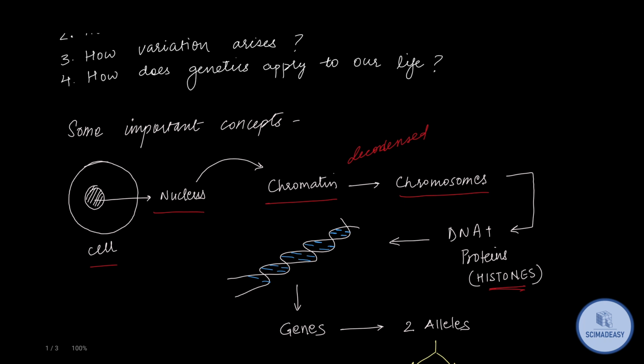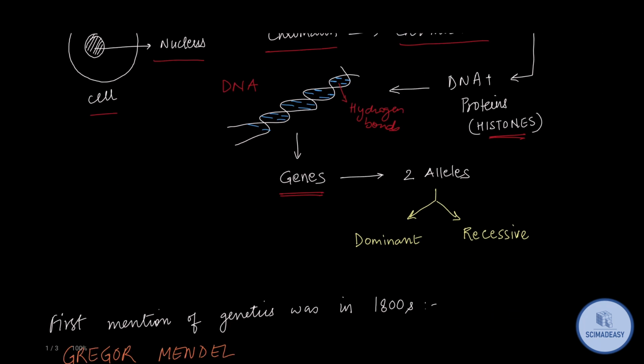This is the structure of a DNA. As you can see here, DNA is a double helical structure which is connected with hydrogen bonds. This DNA is the basic essence of genes. Genes, in turn, are comprised of two alleles. One of these alleles is the dominant allele, while the other one is the recessive.